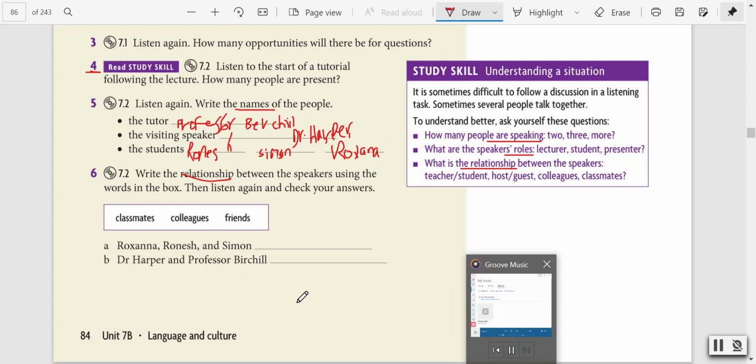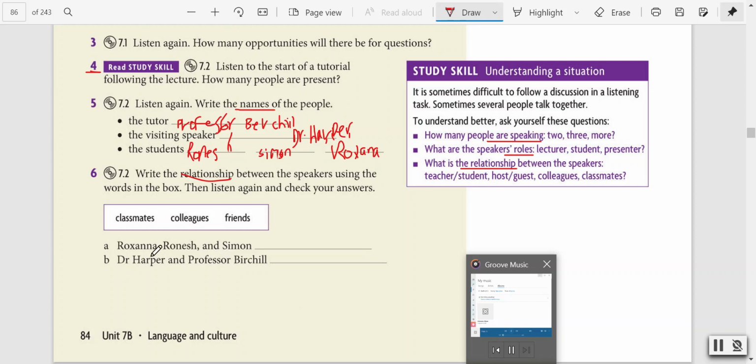7.2. Okay, so is everyone here? Ronesh, Simon, Roxana? Okay, let's get started. As you can see, my colleague Dr. Harper from the Cultural Studies Department has very kindly agreed to participate in today's tutorial as a follow-up to her lecture last week on Global English. Thank you very much for joining us, Dr. Harper. Thank you, Professor Birchill. It's my pleasure to be here. Thanks for inviting me along to answer your questions. Now, let me just do a quick name check. You're Ronesh, you're Simon, and you're Roxana? That's right.